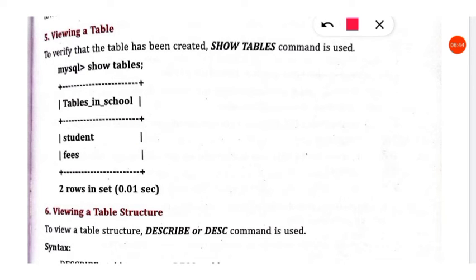So this is the statement used to show which tables, that is table names, are in the database. To view the tables in the database, we use the command show tables semicolon.